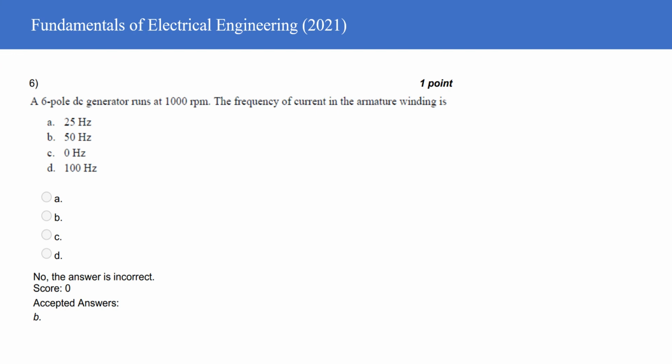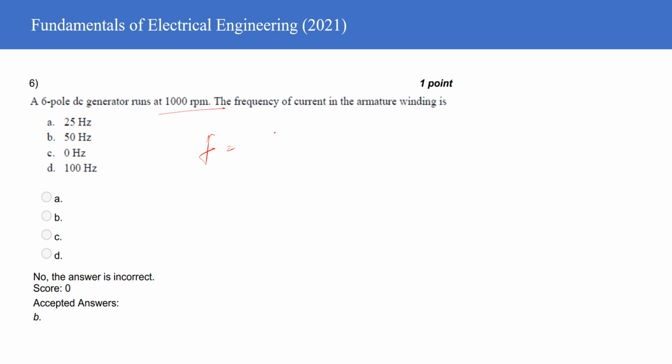This is a 6-pole DC generator which is running at 1000 RPM. The frequency of the current in the armature winding is given by what? The formula for frequency remains the same as it was in the induction motor case. What is frequency? It is the total number of electrical rotations per second, if you're talking of electrical frequency.